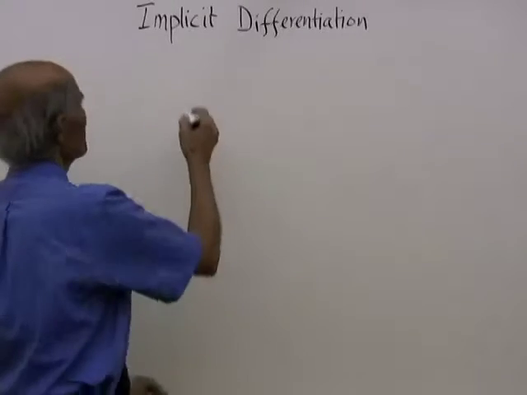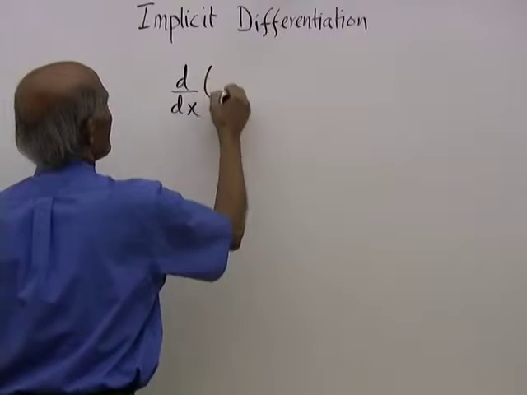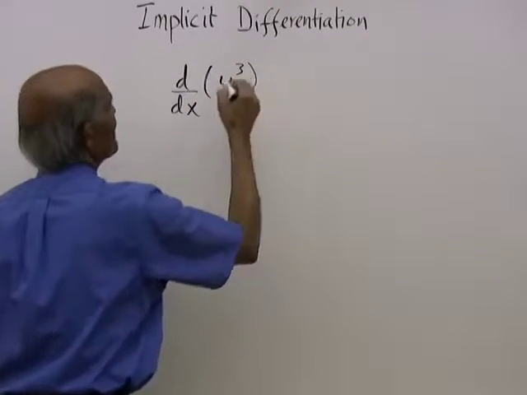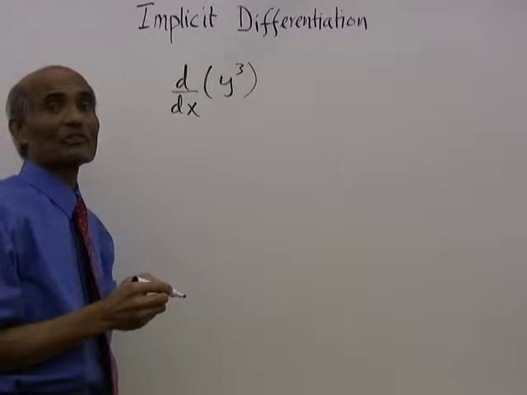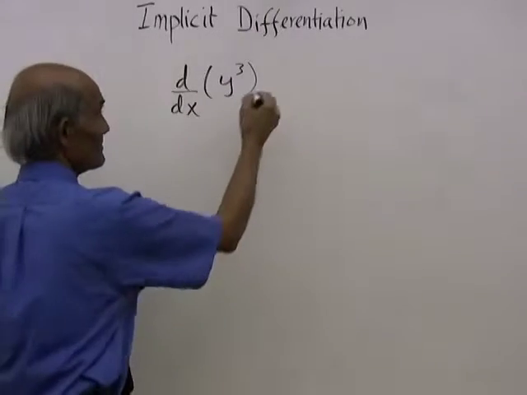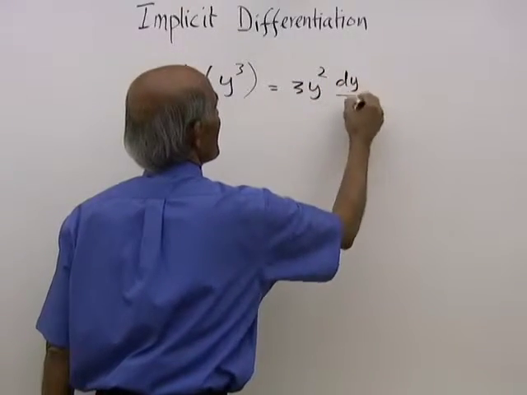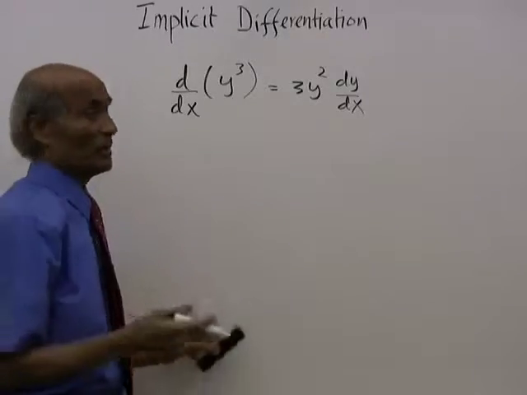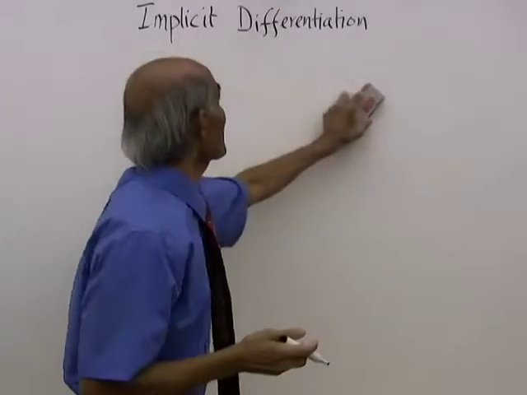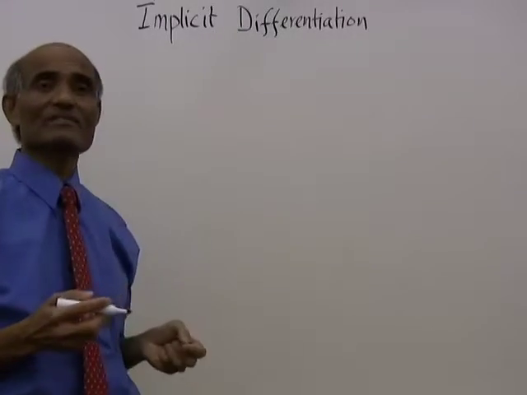Okay, now tell me, what is d by dx of y cubed? What is the derivative of y cubed with respect to x? That will be 3y squared dy by dx. Okay, knowing this, let's go and practice what implicit differentiation is.